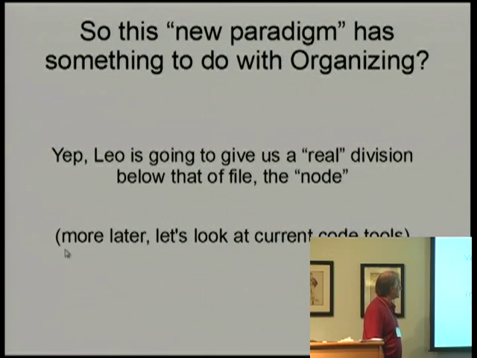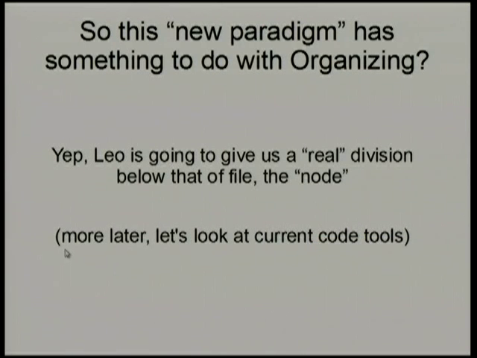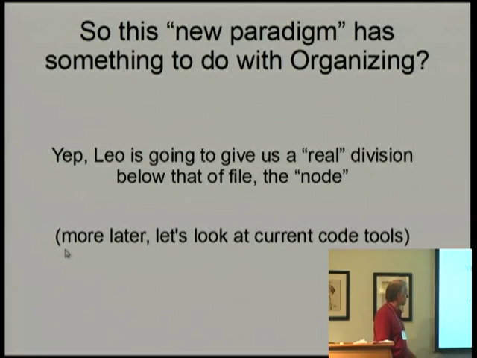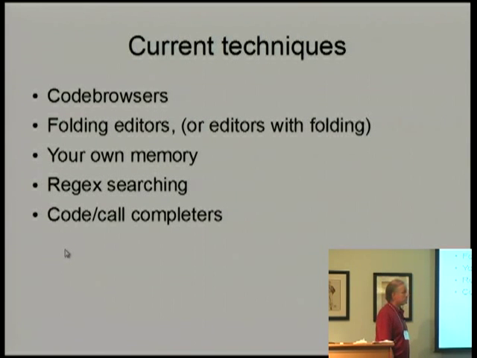Like I said, this new paradigm is going to be about organizing. So what Leo's going to provide is a new real division that exists below the level of file. Something called nodes, and we'll get back to that in a moment. But first, let's look at some of the current tools. So you've got to manage code. What tools do we have currently? We have code browsers. Some people use folding editors, to get the stuff out of the way so they can just concentrate on what they've got open and fill in details there.